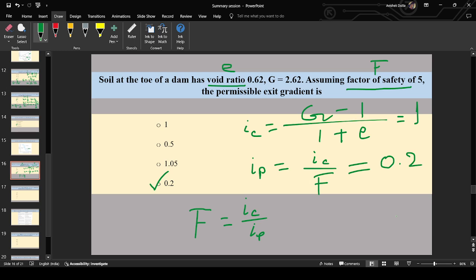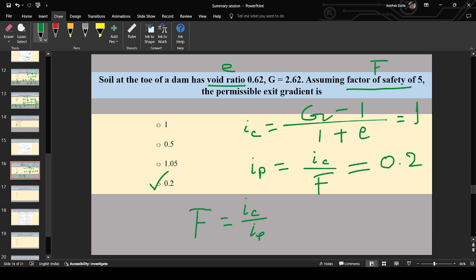So again, in this case, the void ratio is 0.62, the specific gravity is 2.62, and the factor of safety is 5. We are supposed to find out the permissible exit gradient. This is a seepage analysis problem. The permissible exit gradient has a formula with the factor of safety: the factor of safety equals the critical hydraulic gradient divided by the permissible exit gradient.